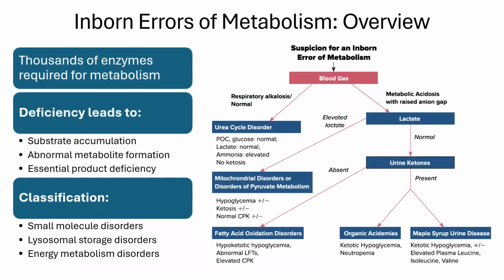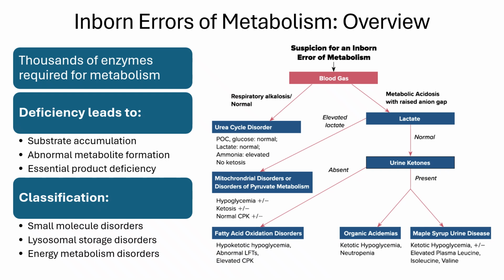Metabolism depends on thousands of enzymes working in precise sequences. Each enzyme catalyzes a specific reaction, converting one molecule to another. When genetic mutations disrupt enzyme production or function, the entire metabolic pathway fails. This creates predictable patterns of disease based on where the blockage occurs.